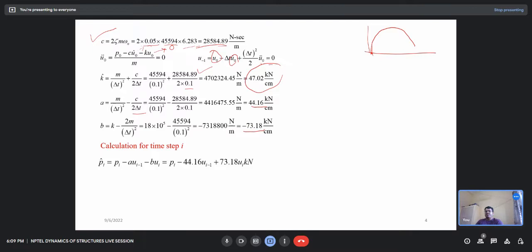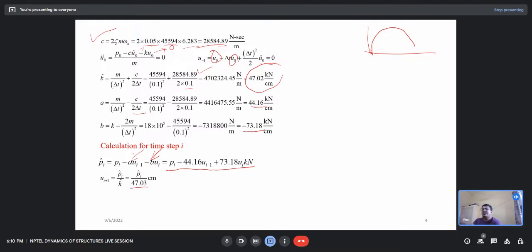For the ith step, the updated p is given as pi minus a u i minus 1 minus b ui. When you put the values of a and b, the equation is pi minus 44.16 u i minus 1 plus 73.18 ui kilonewton. The response in the i plus 1 step is P cap divided by K cap, so that comes out to Pi cap divided by 47.03 centimeter.